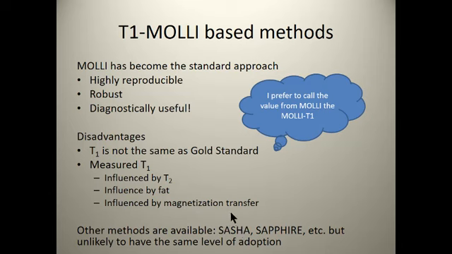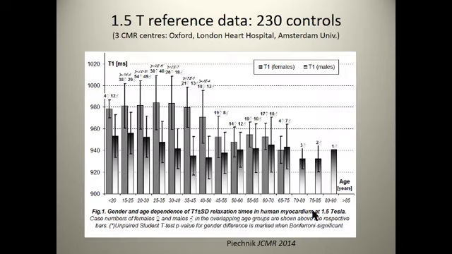So it's likely that they'll struggle to have the same level of adoption, but who knows? Here's some data we did across 3 centres. So this is all 1.5T, and as you can see, the range of this. So this is the maximum here of 980, and the minimum is about 930. And this is different with age.